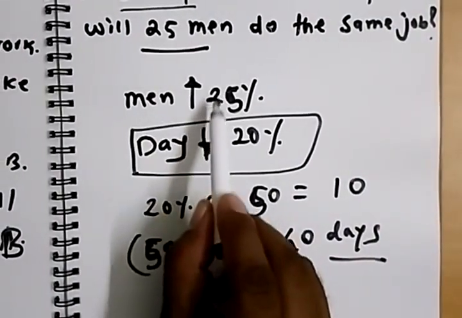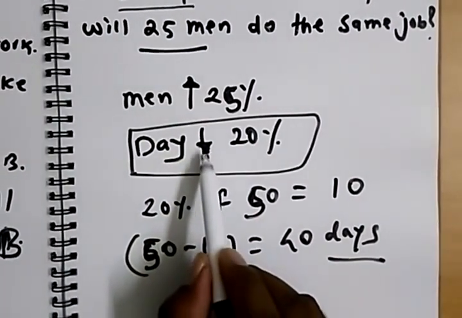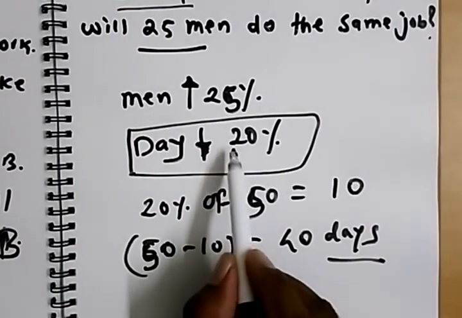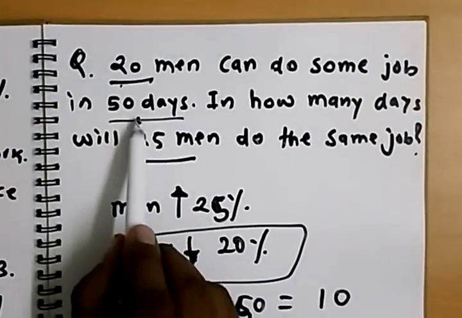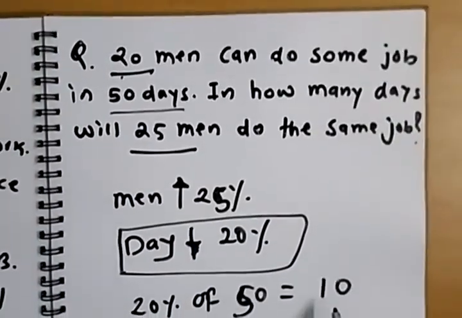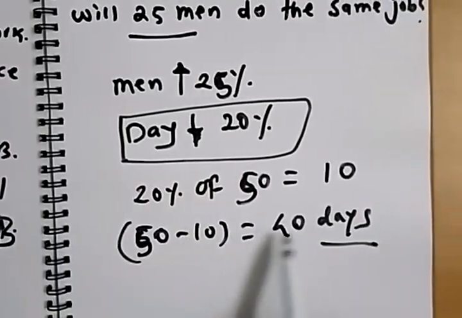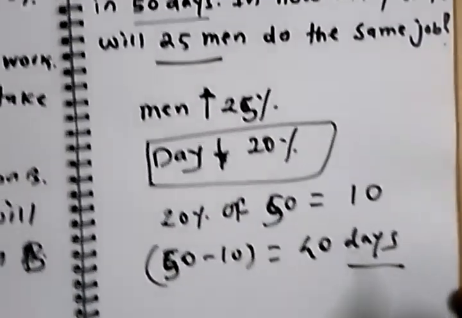Men are increasing by 25%, so we will require 20% less days. Days will decrease by 20%. So 20% of 50 is equal to 10. So we'll require 10 less days than the original days. So 50 minus 10 equal to 40 days will be required.